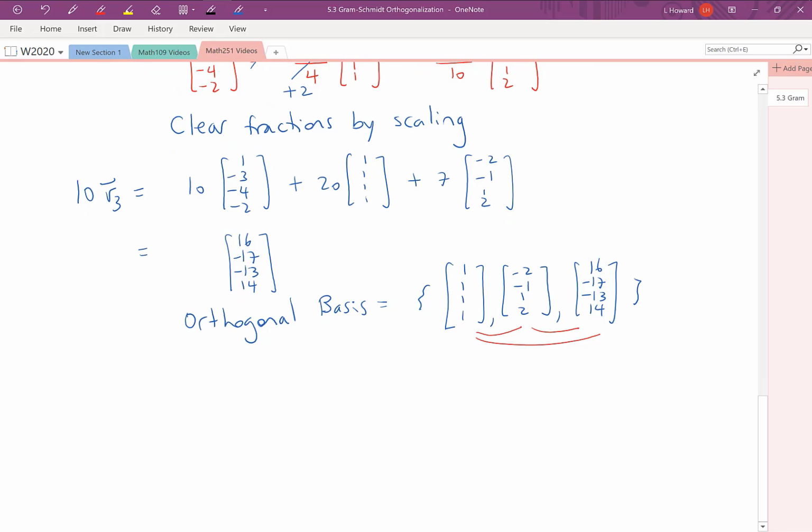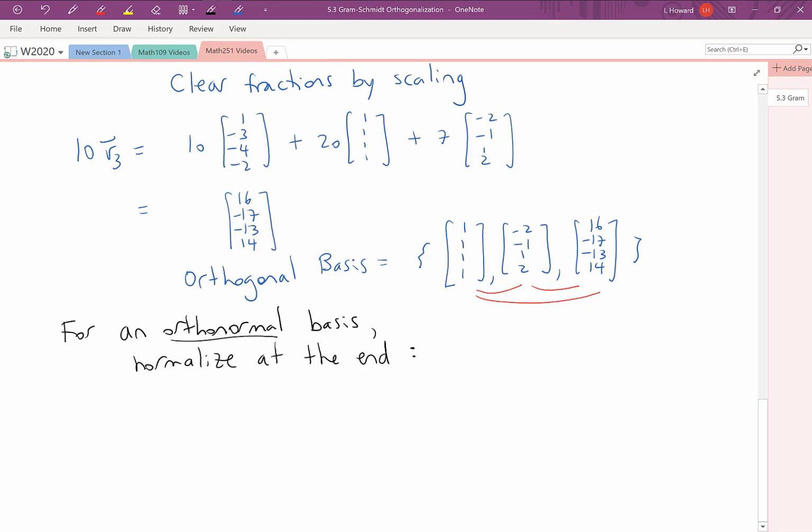So, a minor modification of this: sometimes we'll ask for an orthonormal basis. So remember, when we say normal, that's just referring to normalized vectors, meaning we want to turn them into unit vectors. So if we want an orthonormal basis, let's normalize at the end of the problem. There's no reason to introduce messy fractions in the intermediate steps in the problem. Okay, so here's our orthonormal basis coming up.